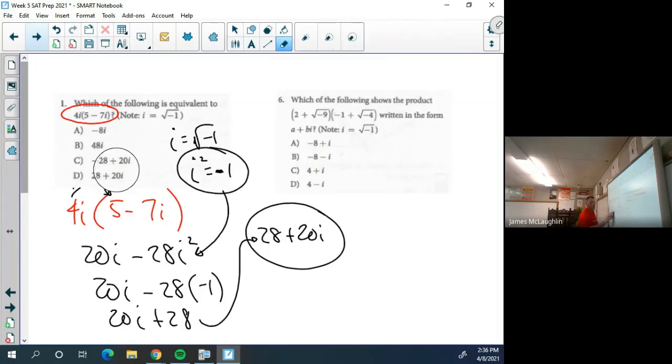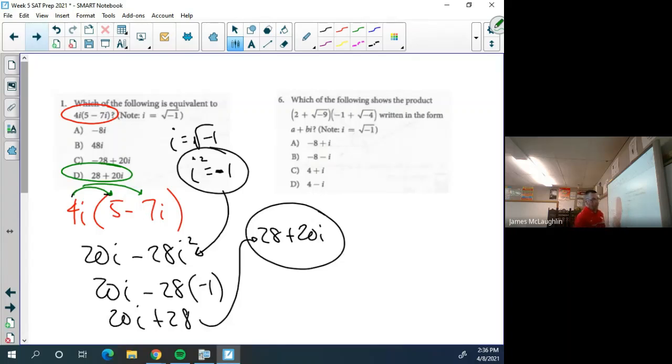I'll make that a little bit neater for you on your side of the screen. But the answer should be D there. Positive 28, positive 20i. Again, you just got to use your distributive property to get that done.